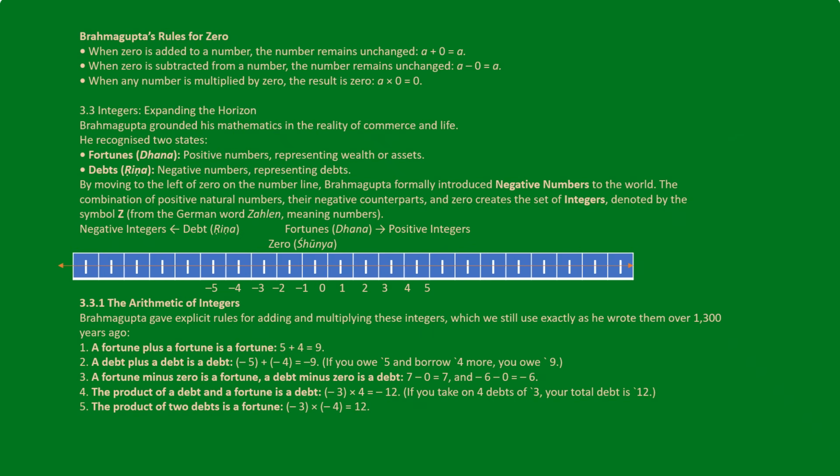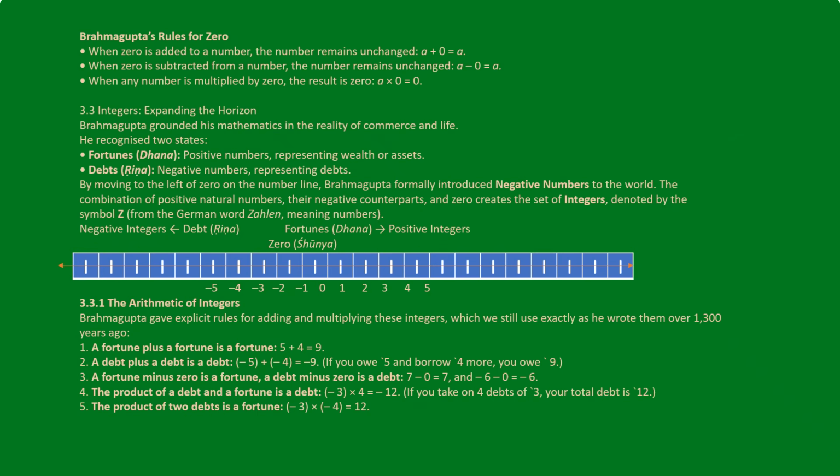Brahmagupta's rules for zero. It has got 3 rules. We know them very well. When 0 is added to any integer, it gives rise to the same number. A plus 0 is A. When 0 is subtracted from a number, the number remains unchanged, meaning A minus 0 is nothing but A.